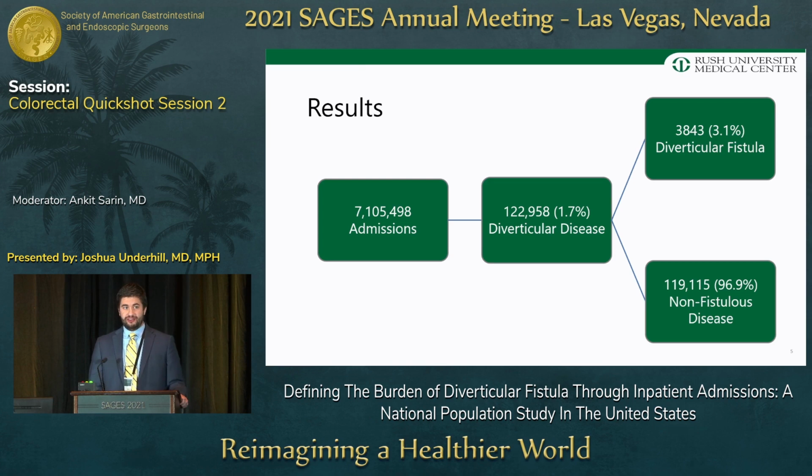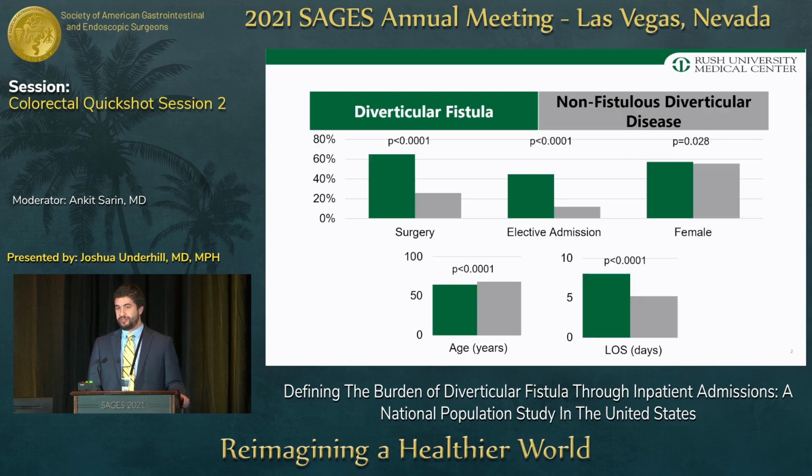So here we had, of over 7 million admissions in the NIS database, a little over 100,000 were for diverticular disease, which is 1.7%. And of those, 3.1% were for diverticular fistula. When comparing patients with diverticular fistula to those with non-fistulous diverticular disease, we saw that patients with fistula were more likely to undergo surgery and to be admitted electively, and also had longer lengths of stay. They also were slightly more likely to be female and to be younger than their counterparts without fistula.